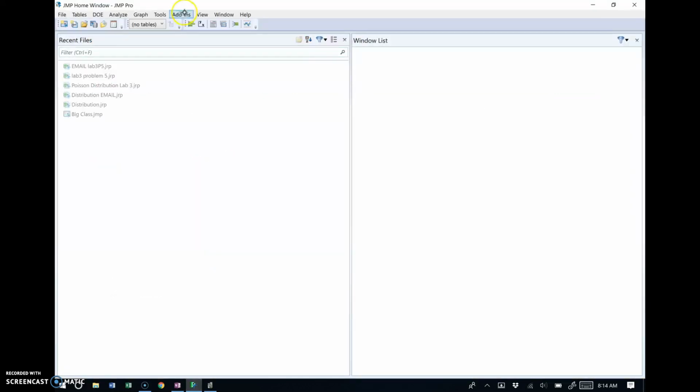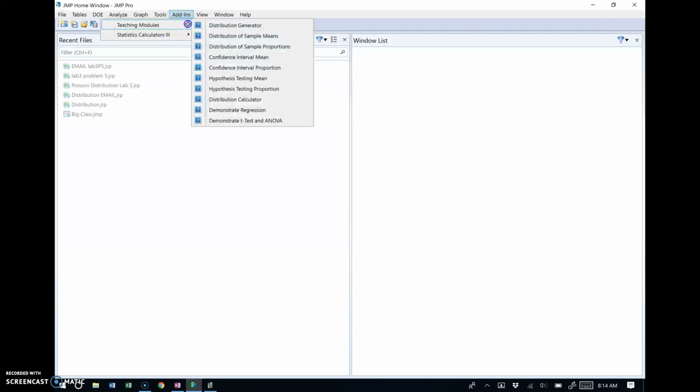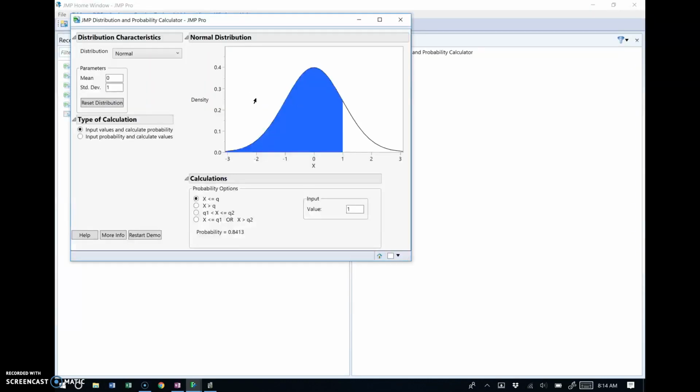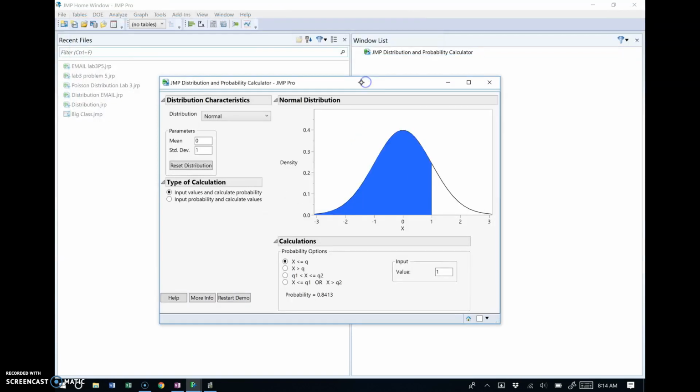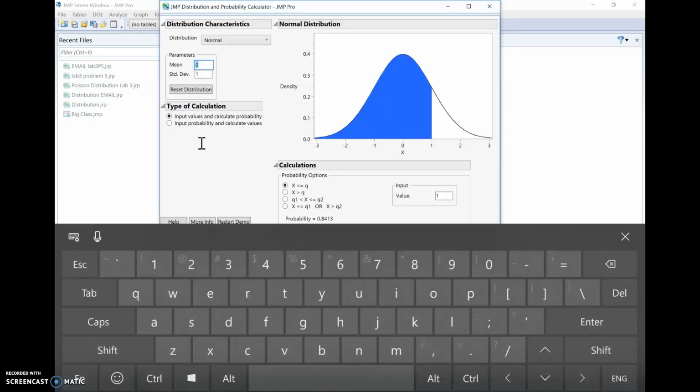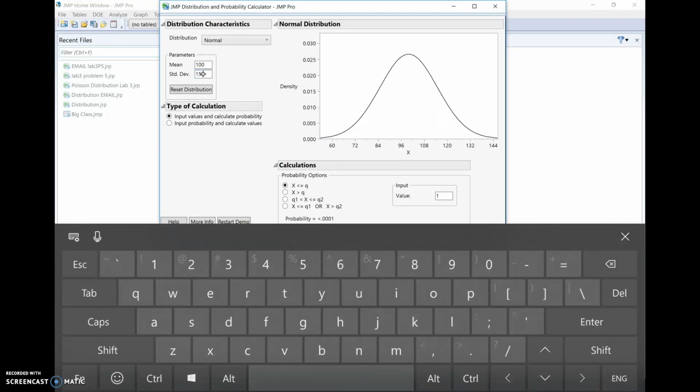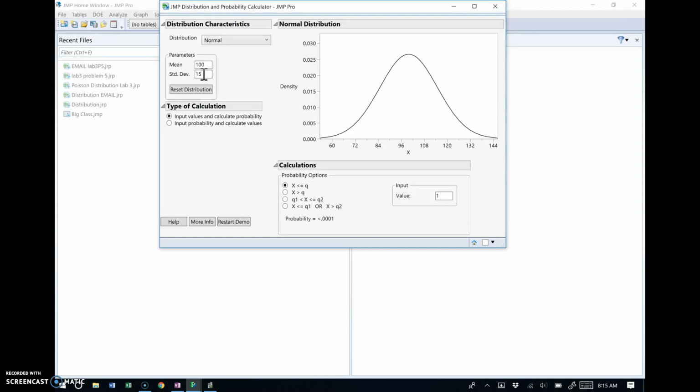And in the add-ins menu, teaching modules, there's the distribution calculator. So we've used this already. And the very first one that's selected is the normal distribution. It's the big one, obviously. All right, so let's go ahead and put in the parameters here. So the mean was 100, and the standard deviation is 15. Now, once I put those in, you'll notice the shape of the distribution changes. All right, so now what? Well, now we've got to have it shade what we want.